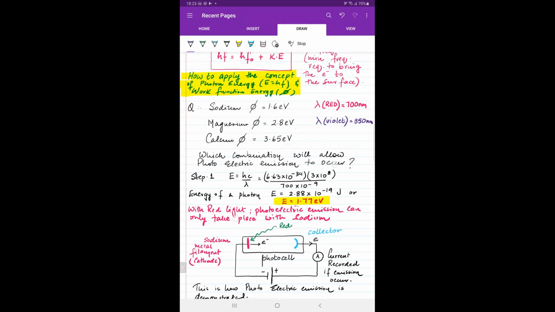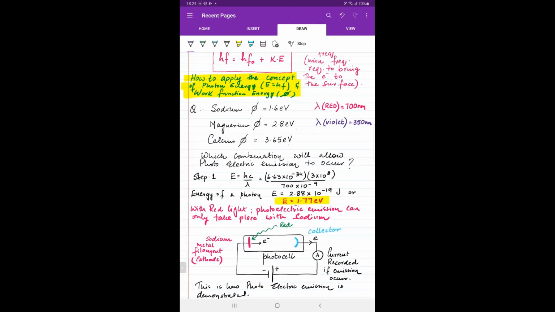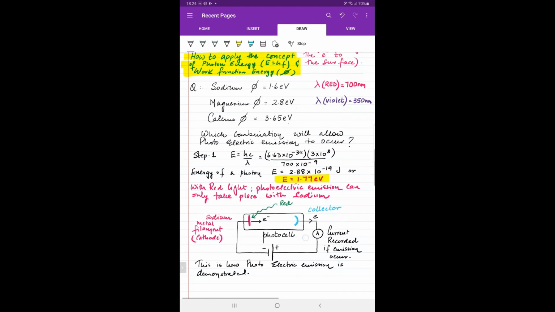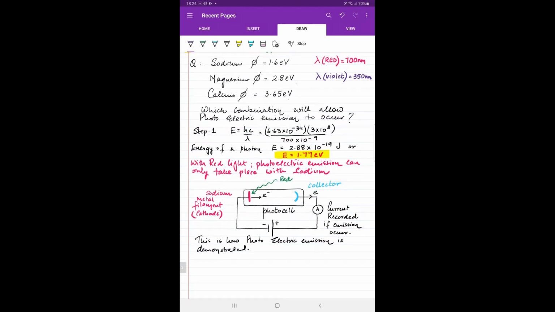And if I ask you the same question, which combination will allow photoelectric emission to occur in case of violet light? तो प्लीज यार वायलेट के लिए पूरी वर्किंग करने मत बैठ जाना. मेरा ख्याल है आप अग्री करेंगे कि वायलेट के लिए, लिख देता हूं, for violet light, don't go through the entire working once again.